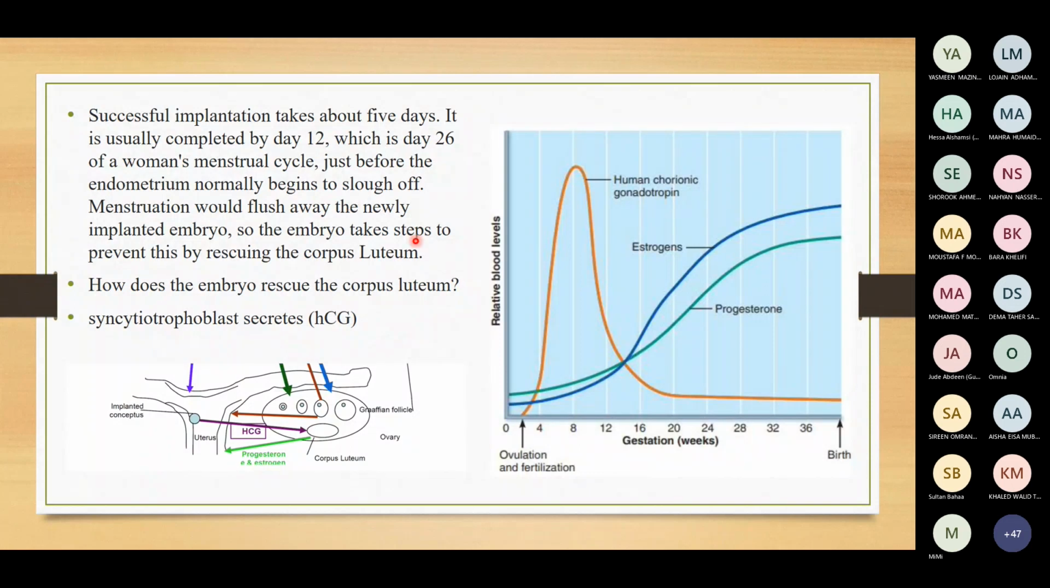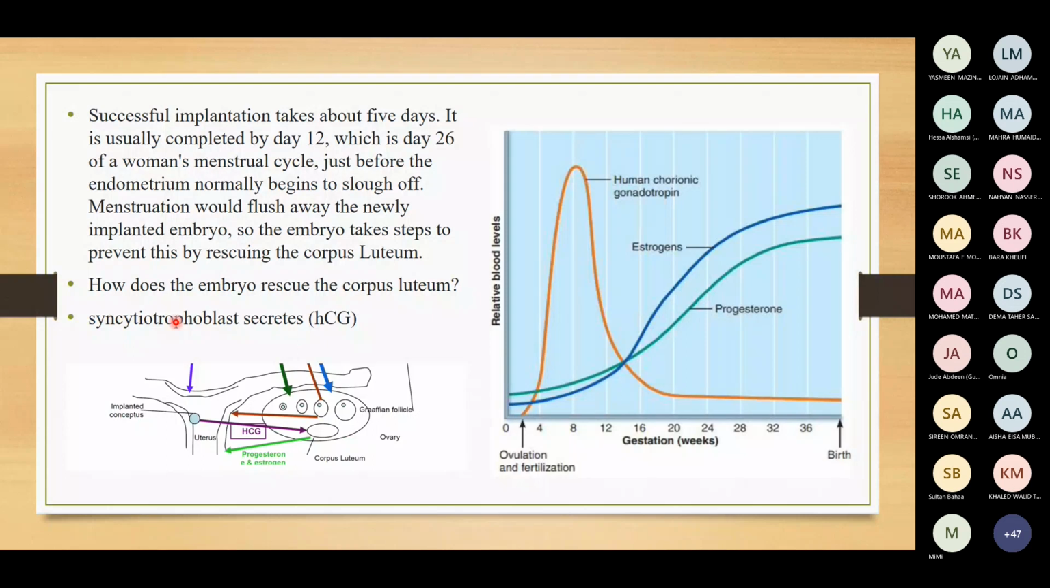So when there is an actual embryo, we need to make sure that menstruation does not occur. We need to make sure that the embryo sticks and does not just flush away. How does this happen? We have a structure inside the ovary called the corpus luteum. What you need to know is that it's just a group of cells, and it secretes progesterone and estrogen. These have to stay high during pregnancy, and they are produced by the corpus luteum. So we need to keep the corpus luteum to produce the estrogen and progesterone, and that's what the embryo is going to do.